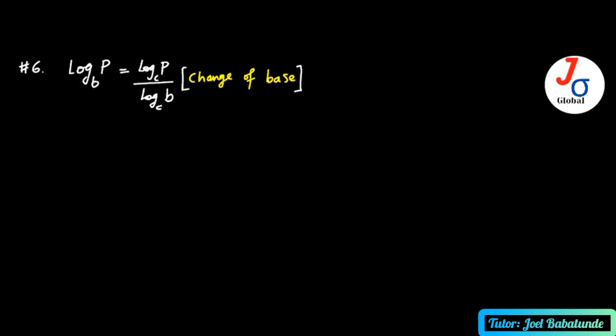Then we have the sixth law, which has to do with the change of base. How do you change numbers in different bases from one base to the other? So we're saying log p base b, and if I were to change that to base c, we just say log p base c over log b base c, which is going to be at the denominator, base c being the required base. Let's see an example to actually understand this better.